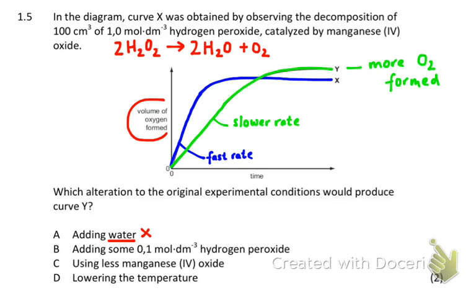Right, option B, adding some 0.1 mol per decimeter cubed hydrogen peroxide. Notice the original peroxide is 1 mol per decimeter cubed. So we're adding a less concentrated solution, which will slow the rate down. But because there's more hydrogen peroxide, we will end up getting slightly more oxygen. So that looks like it's quite a good option. Let's have a look at C. Less manganese oxide, that will have a slow rate but won't give us more oxygen, and a lower temperature, again slow rate but no more oxygen. So D is not correct, which means that our answer of B was the correct one.